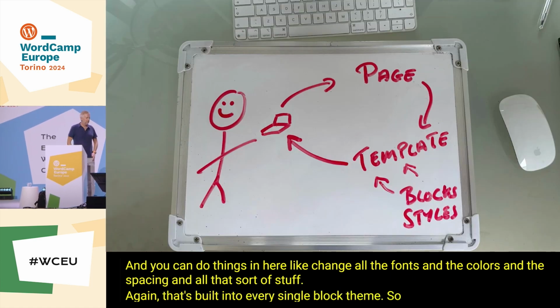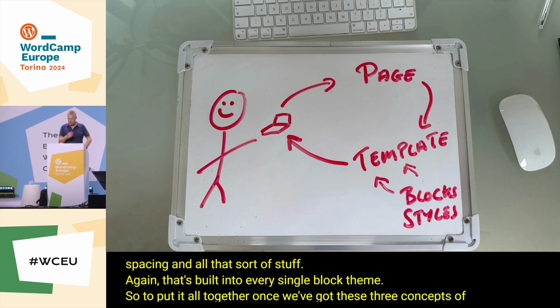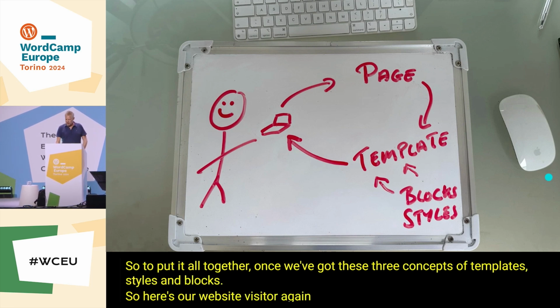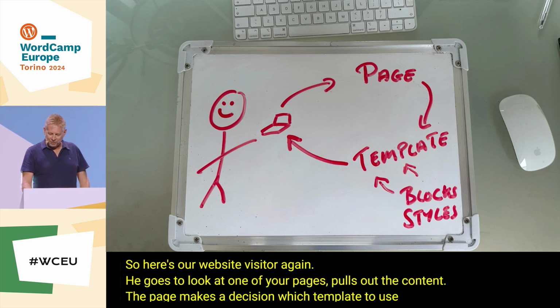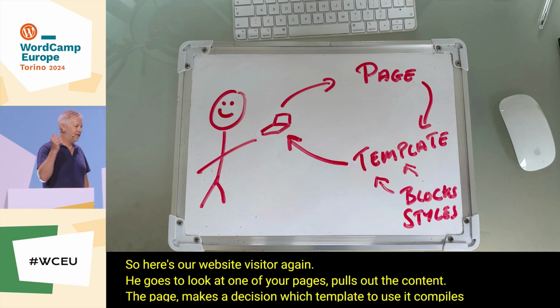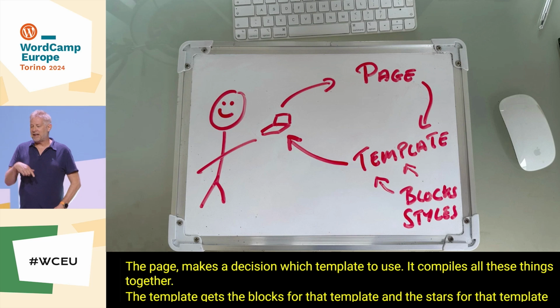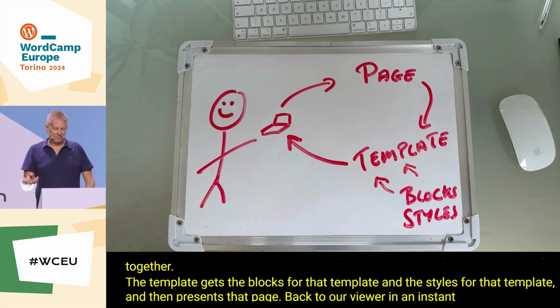So to put it all together, once we've got these three concepts of templates, styles, and blocks. So here's our website visitor again. He goes to look at one of your pages, pulls out the content. The page makes the decision which template to use. It compiles all these things together. The template gets the blocks for that template and the styles for that template, and then presents that page back to our viewer in an instant. It's super cool.